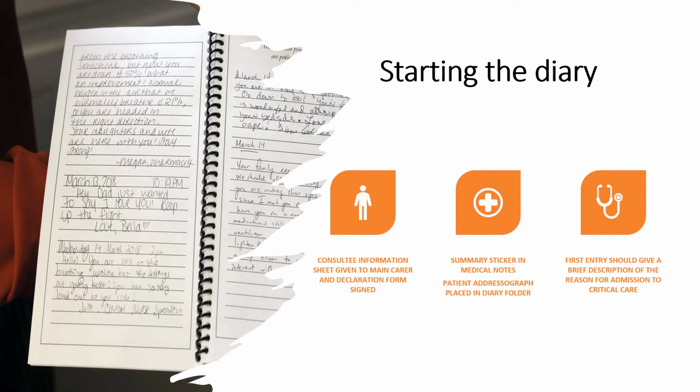The next step, step 3, the patient diaries will then be created jointly by staff and relatives on the patient's behalf and will belong to the patient. The first entry should include a brief description of the reasons for admission to critical care, including who looked after them, any procedures they have had done, or any equipment they were using. All entries into the diary should be made clearly in black ink and dated.